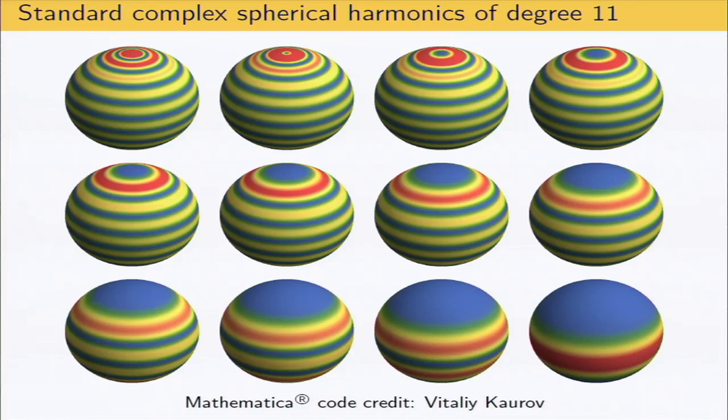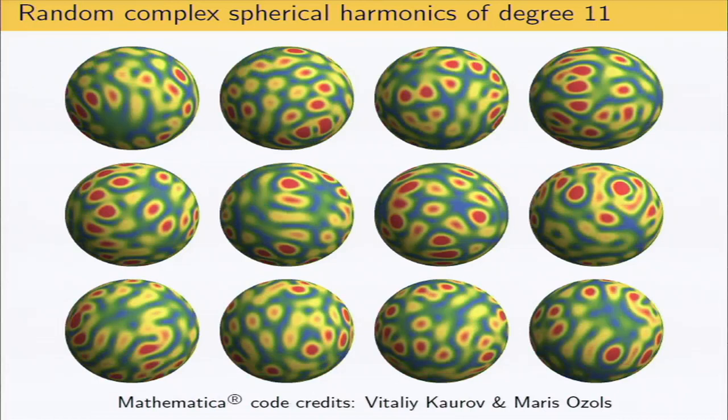No, I didn't do that. I took a true 23 by. Actually, that's why you see these mathematical code credits. The codes for the plots are stolen from Vitaly Kaurov, whereas the sampling from the unitary group U23 is taken from a paper of Maass and Ozols.